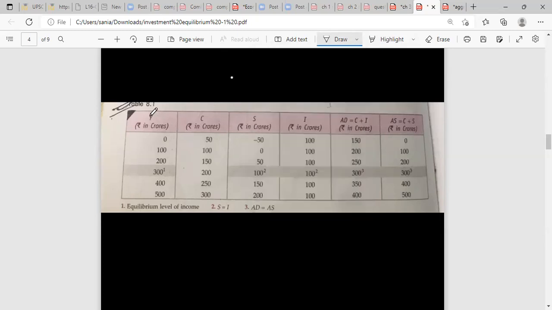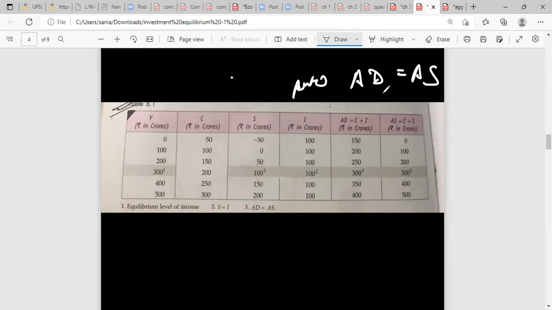So what is the schedule? This Y is your income. Okay, this is your consumption, this is your saving, this is your investment, and this is your AD, and this is your AS. Okay, income, you can see it is increasing over here, consumption, and these are your savings. Investment, which is autonomous, that means it will remain same, 100, 100, 100, 100, 100. Okay, and this over here, right? So you have to see at what point AD equals AS.